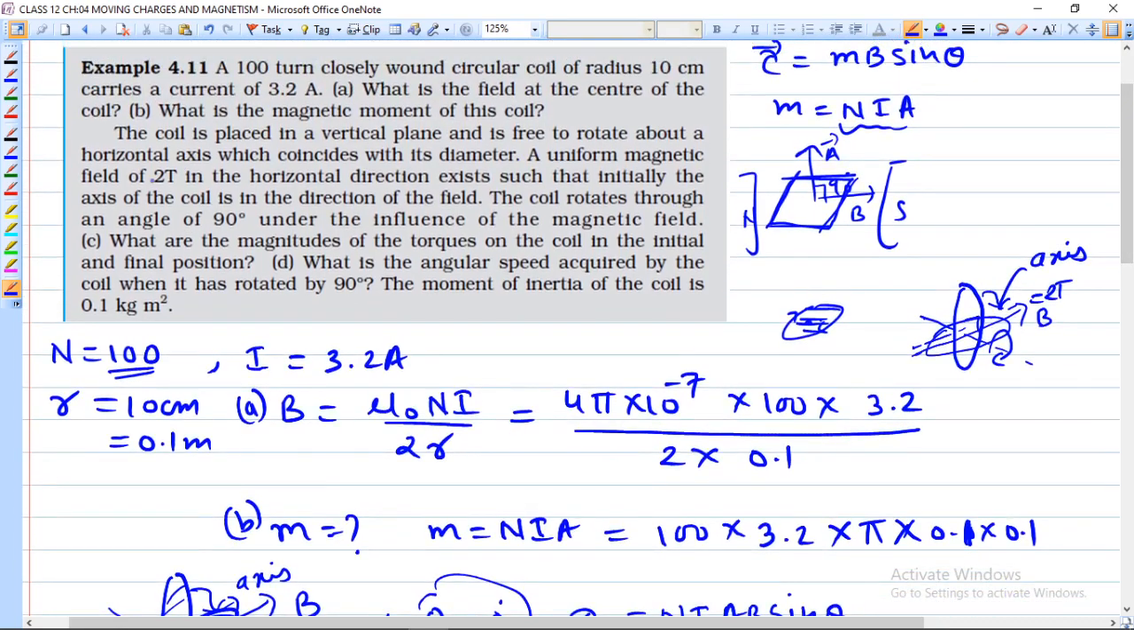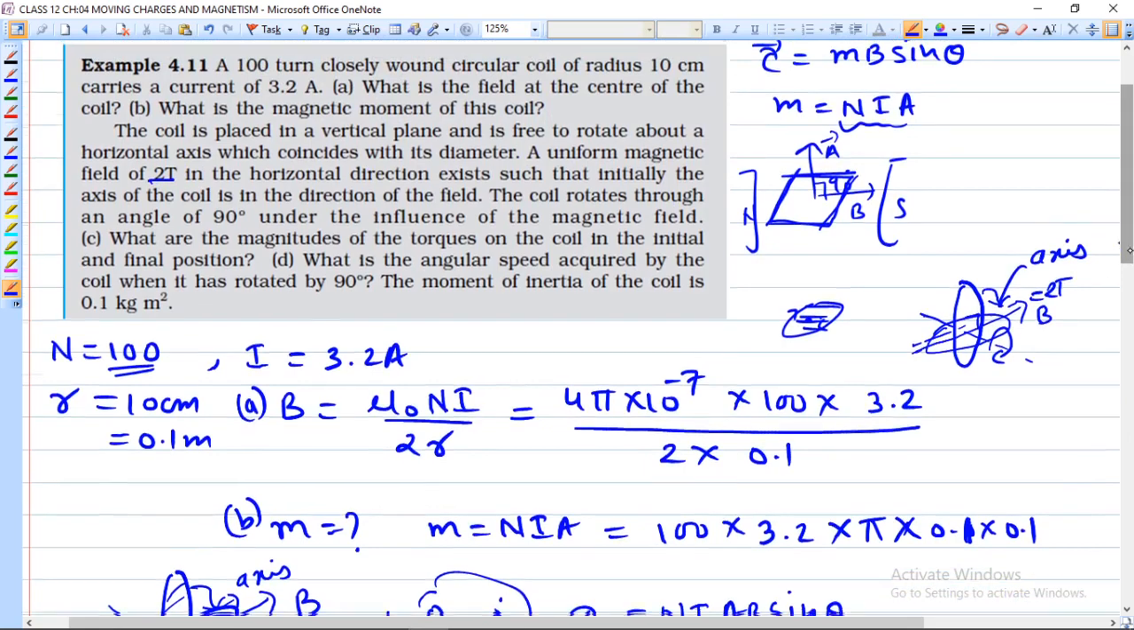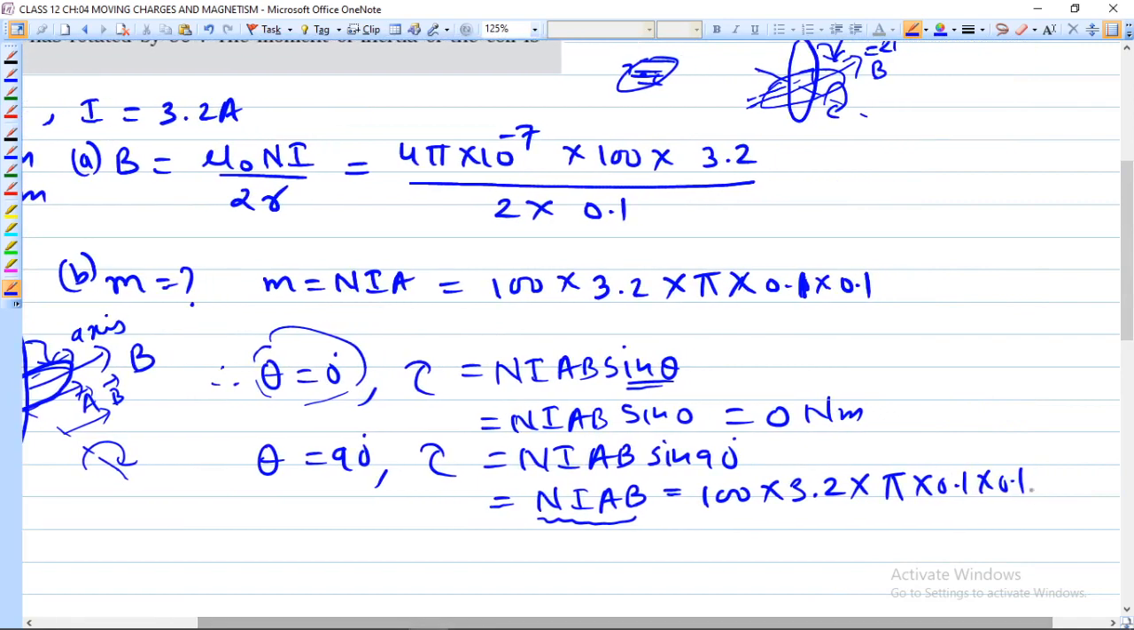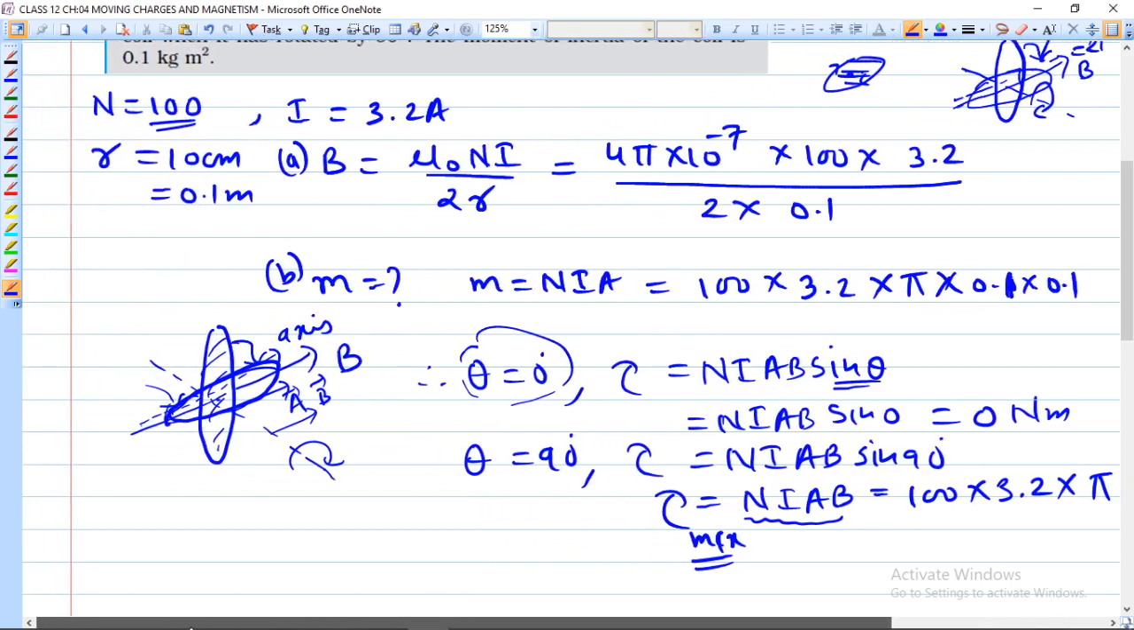A uniform magnetic field of 2 Tesla. Okay, so the magnetic field is given as 2 Tesla, into 2. So you will get torque. This is, you can say, the maximum torque. Okay, clear? NIAB. Okay, fine. Now, is there anything else?